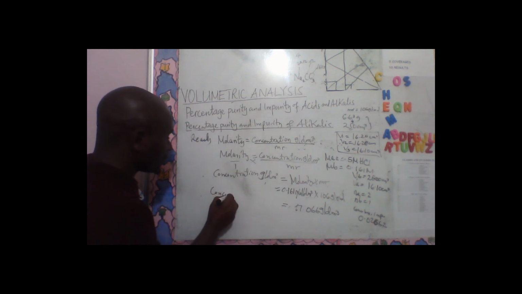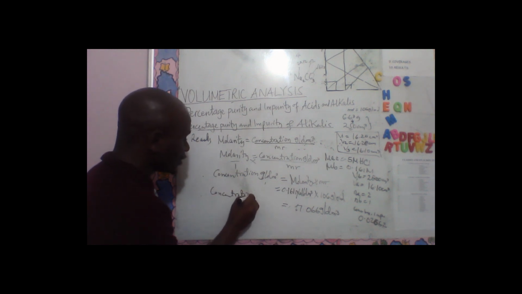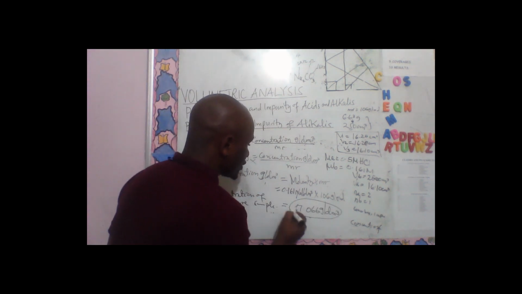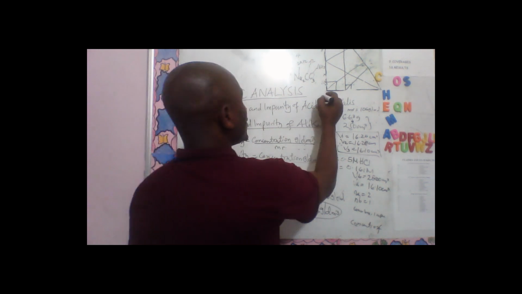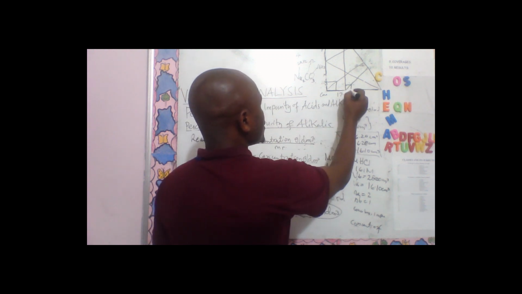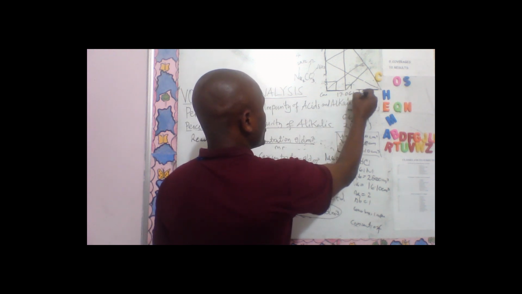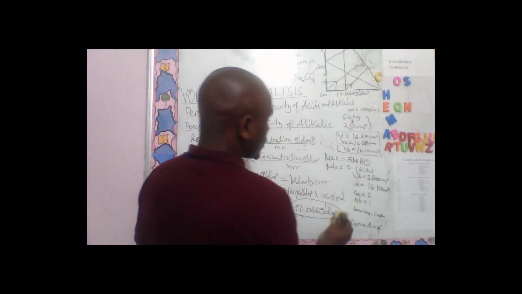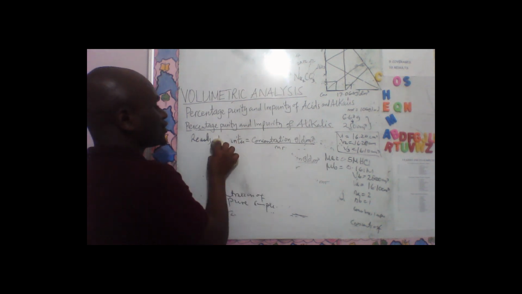of the pure sample. The concentration of pure sample is this one. So the concentration of pure is equal to 17.066 gram per decimeter cube. Now, it is very simple to calculate the concentration of impure.